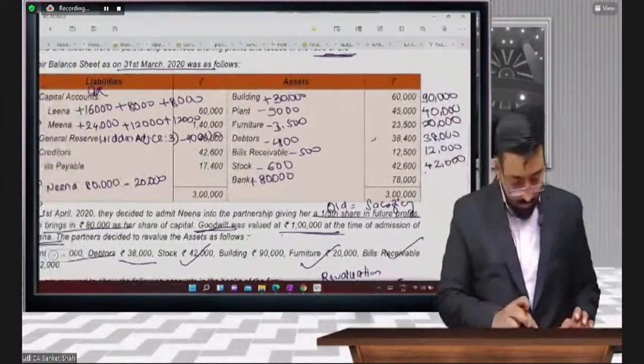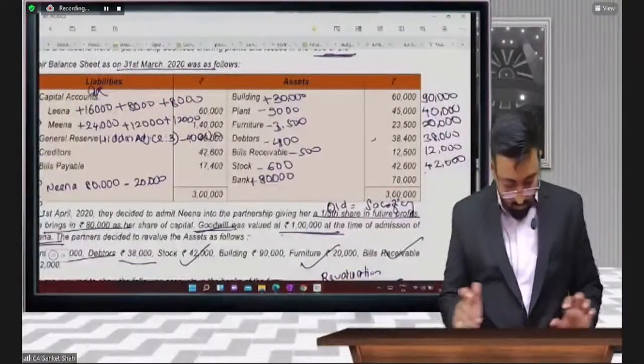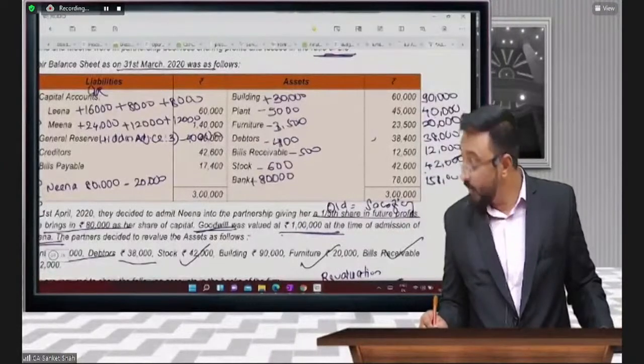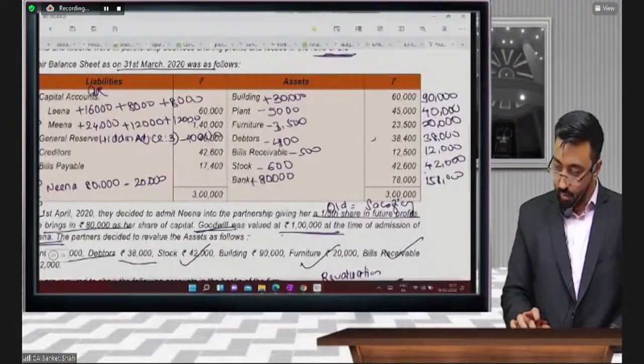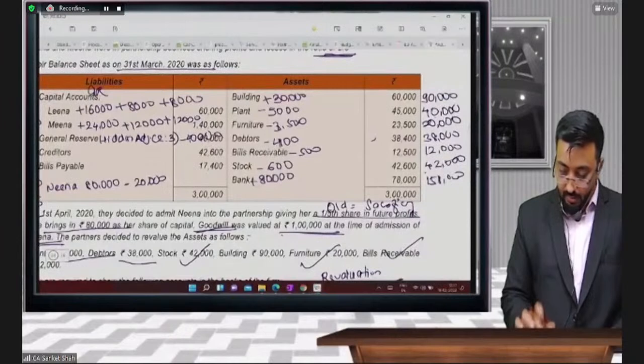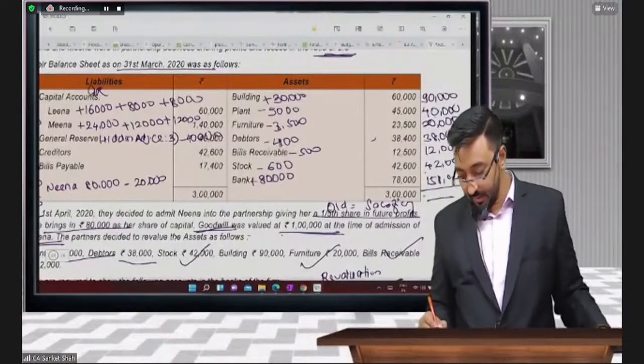And 78 plus 80, 158, plus 42 plus 12 plus 38 plus 20 plus 40 plus 90. Yes! 4 lakh.